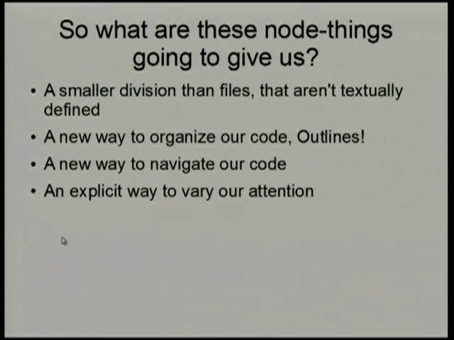And it's an explicit way to vary our attention because you have to manage complexity. And then what's the rule? 7 plus or minus 2. Those are all that the human mind can hold in your head at once. And you've got to be able to chunk things down and deal with them at higher levels than just the detail of line after line after line of code. And that's what Leo will give you.